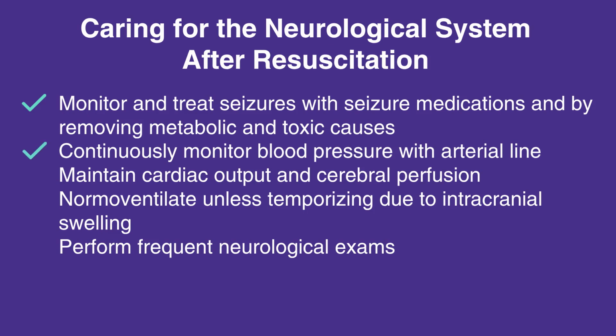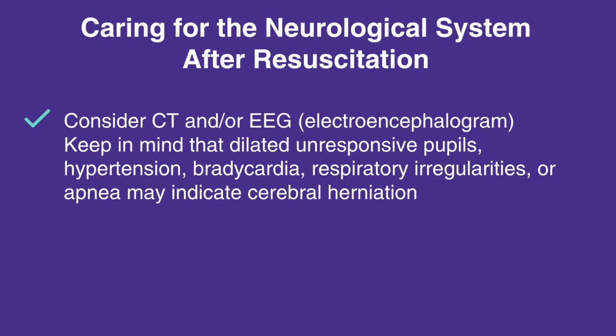Continuously monitor blood pressure with arterial line. Maintain cardiac output and cerebral perfusion. Normoventilate unless temporizing due to intracranial swelling. Perform frequent neurological exams. Consider CT and/or EEG, electroencephalogram. Keep in mind that dilated unresponsive pupils, hypertension, bradycardia, respiratory irregularities, or apnea may indicate cerebral herniation.